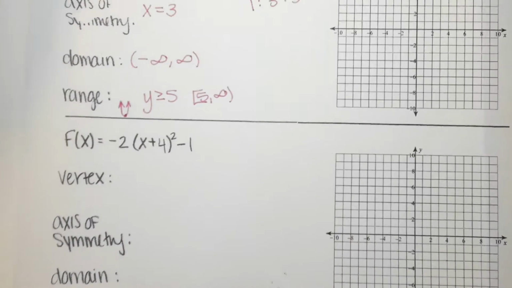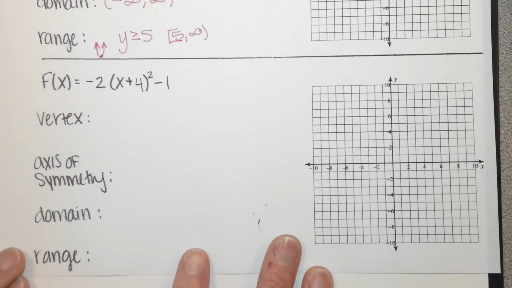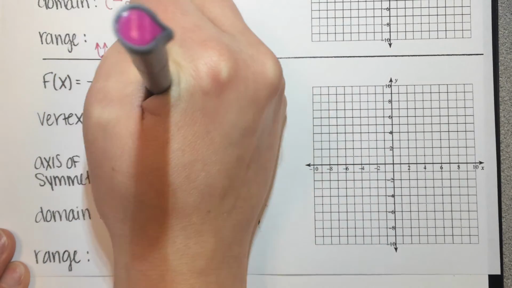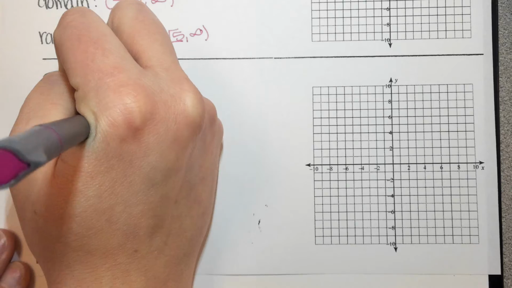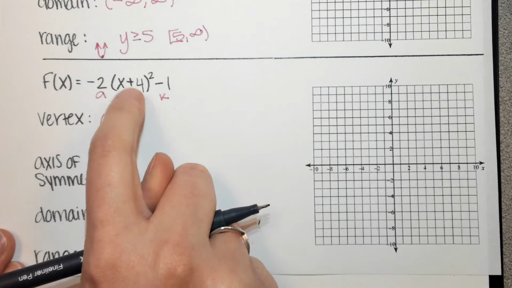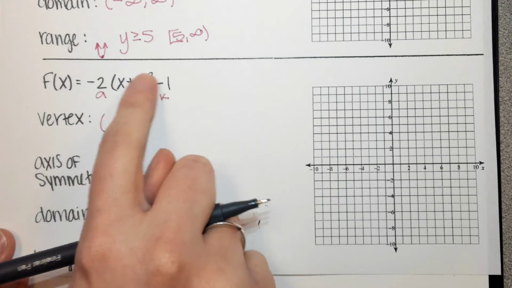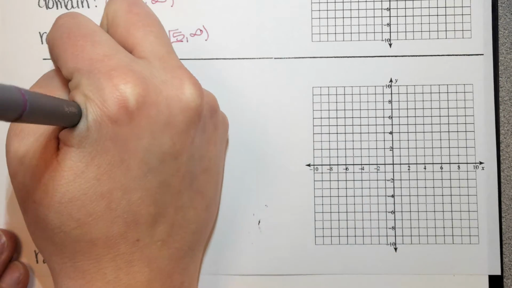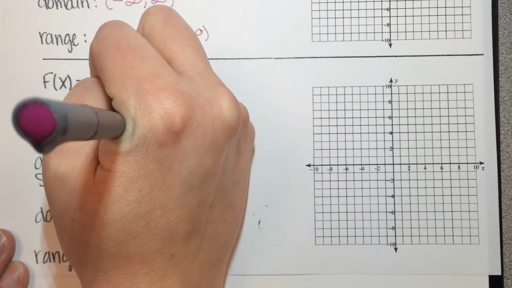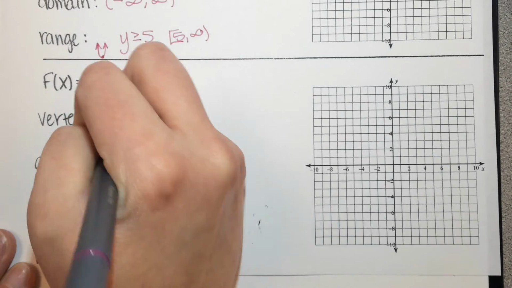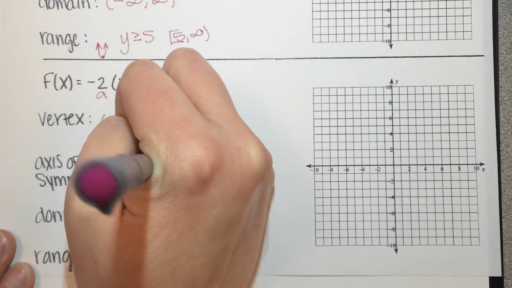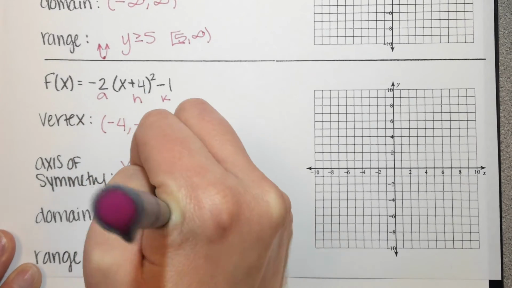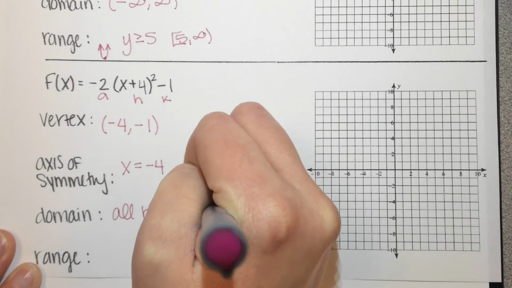For our last one, we're going to do the same thing, but we've got a different A this time. So you can label A, H, and K. So the vertex, our H, this time it's positive on the inside, so we have to do the opposite. You can't trust an x. So it's not a positive 4, it's a negative 4. And our K is -1. Our axis of symmetry is x equals -4. Our domain is all real numbers.